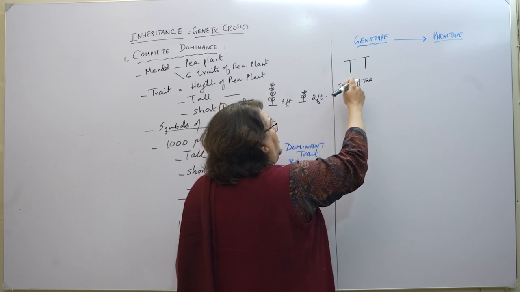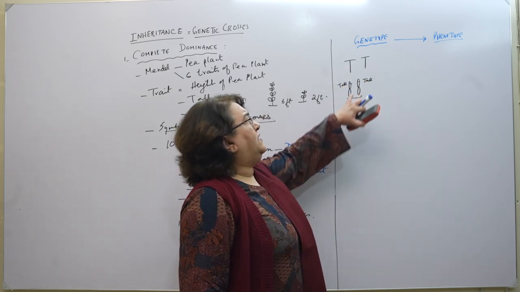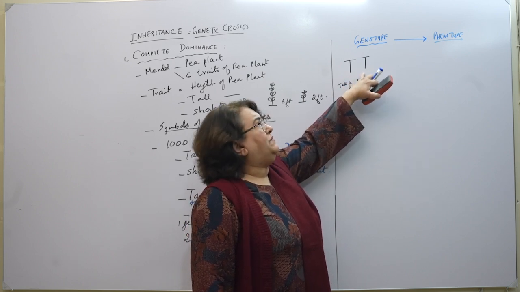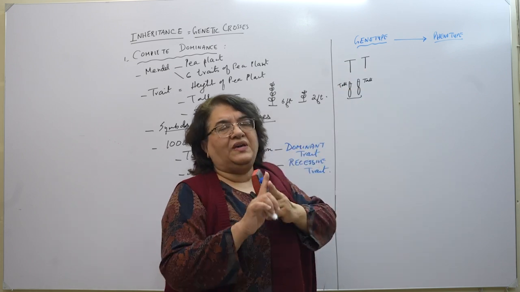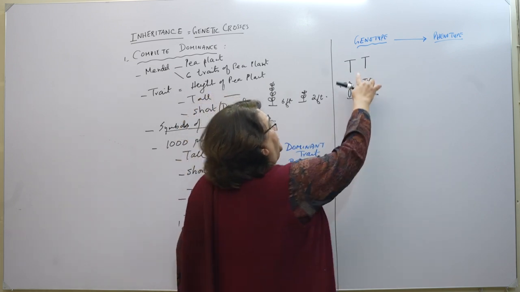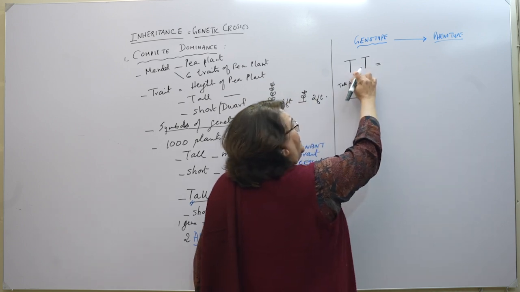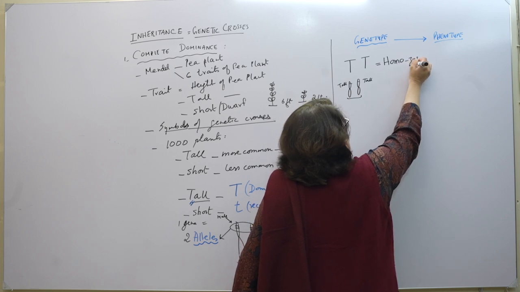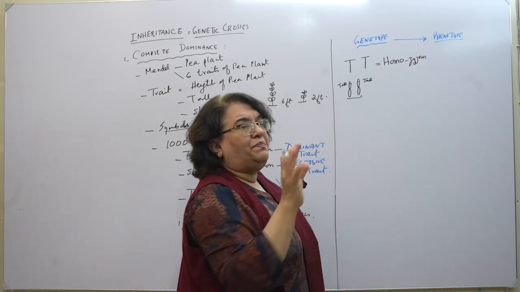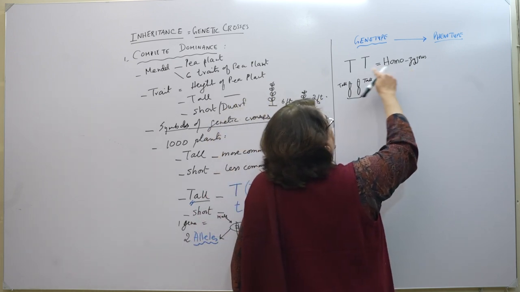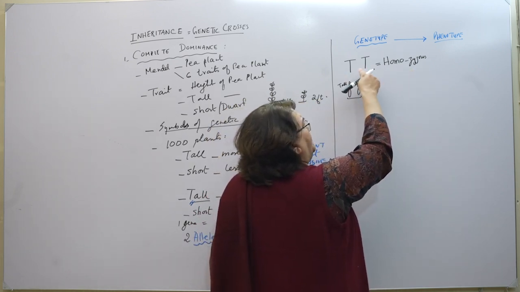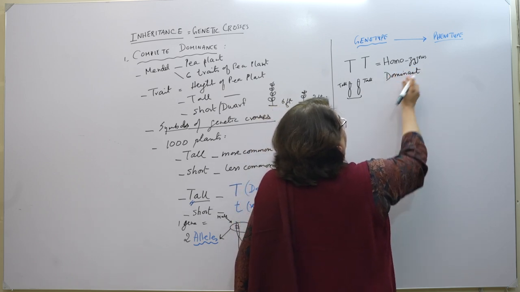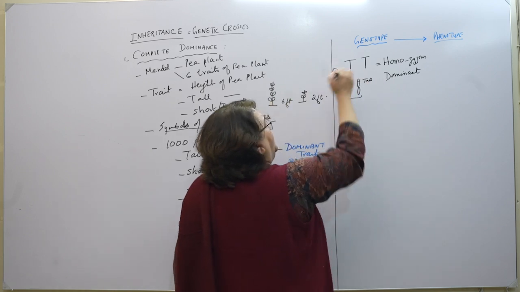Yes, instead of writing tall and tall, we'll just use the symbols capital T and capital T, showing that they both are dominant traits, and we write them together. When we write two alleles together, this is termed the genotype. In words, this is written as homozygous, homo meaning same, and zygous meaning pairing. Because they are showing the capital T, that means the dominant trait, so we write it down as homozygous dominant. So this is the first combination genotype.